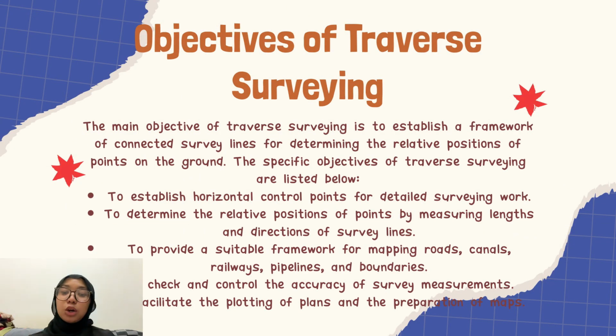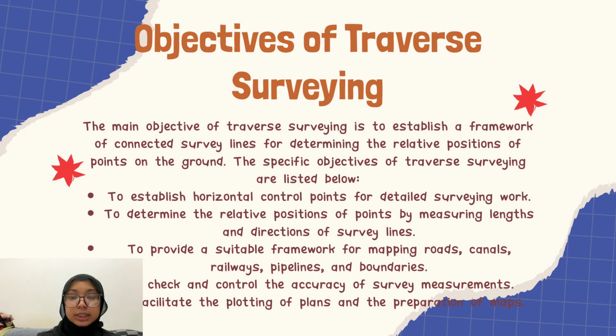So, what are the objectives of traverse surveying? The main objective of traverse surveying is to establish a framework of connected survey lines for determining the relative position of points on the ground. The specific objectives of traverse surveying are: first, to establish horizontal control points for detailed surveying work. Next, to determine the relative position of points by measuring the length and direction of survey lines.